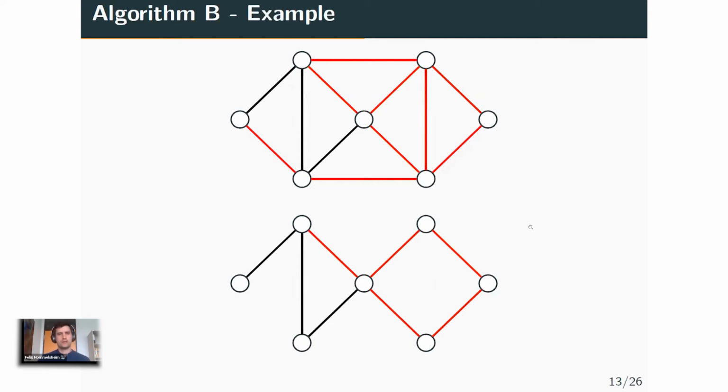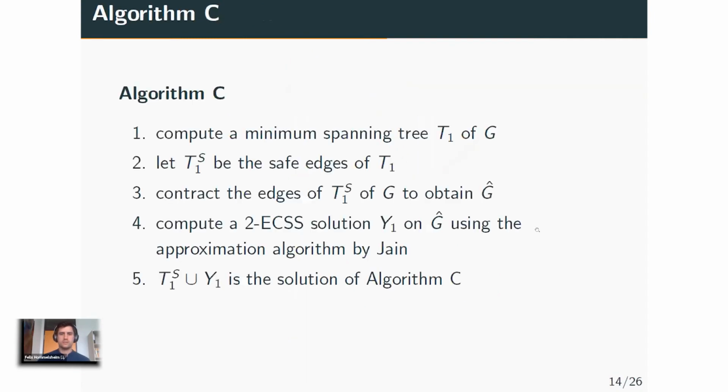Okay, algorithm C is very similar to algorithm B. Here we also compute a minimum spanning tree T1. Then we let T1S be the safe edges of T1. And now the difference, compared to algorithm B, is that we contract the safe edges T1S, but we do not keep the unsafe edges of the tree. So then we simply have the graph G hat, where we contracted the safe edges.